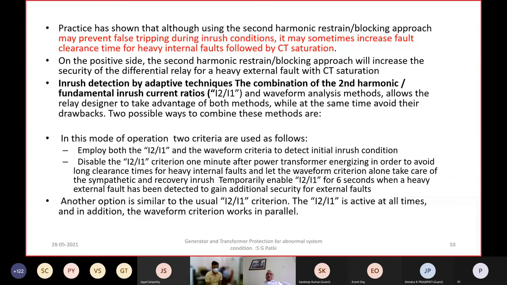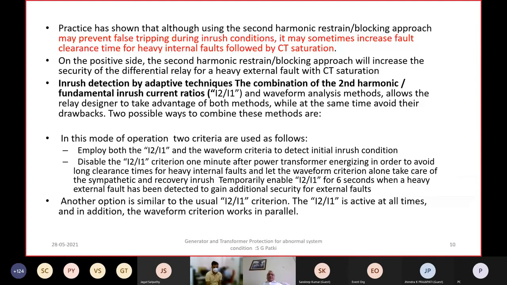Now assume a condition where there is a very heavy inrush current in A phase, a little inrush in B phase, and no inrush current in C phase. So the average will become perhaps less than 18% or less than 15%, and you may not get a restraint.